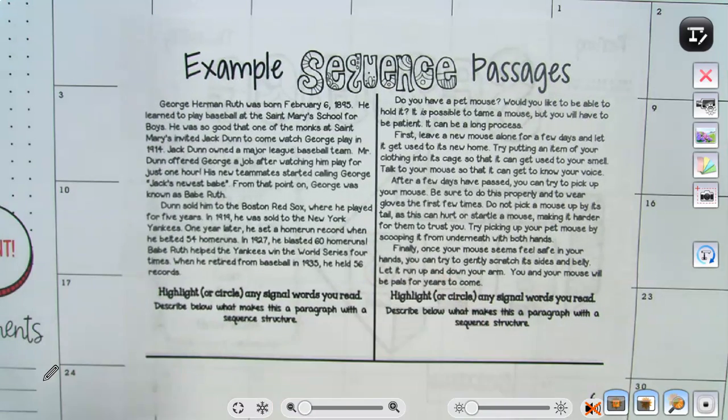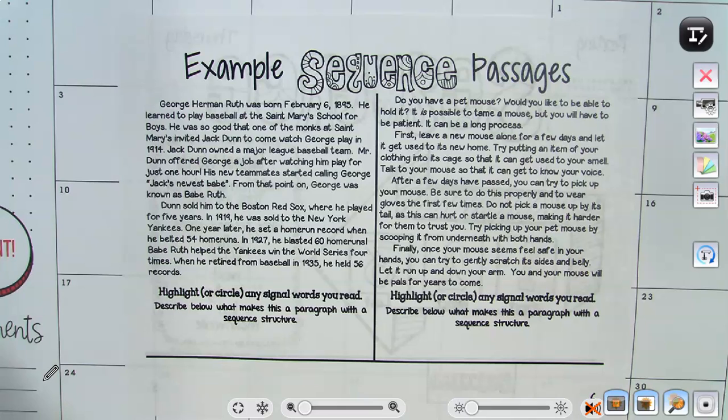Dunn sold him to the Boston Red Sox, where he played for 5 years. In 1919, he was sold to the New York Yankees. 1 year later, he set a home run record when he belted 54 home runs. In 1927, he blasted 60 home runs. Babe Ruth helped the Yankees win the World Series 4 times. When he retired from baseball in 1935, he held 56 records.